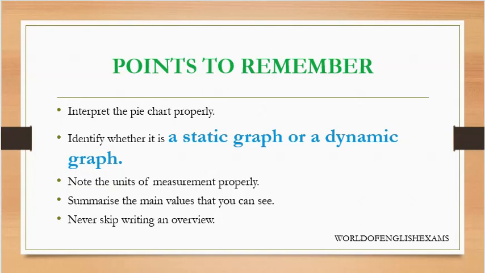So this overview represents the highest values, the lowest values, and if there are any significant variations or fluctuations or any significant differences that you can see, you have to represent those things as well. But you should not represent any values. I repeat, when you are writing an overview, never write any values. And let's move on to the subsequent points that you have to keep in mind while writing a pie chart.